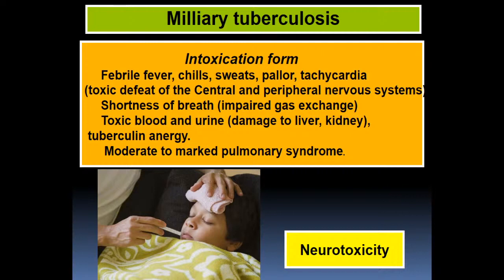Next form of miliary tuberculosis, the intoxication form. Febrile fever, chills, sweats, pallor, tachycardia, toxic defeat of the central and peripheral nervous system, shortness of breath, impaired gas exchange, toxic changes in blood and urine, damage to the liver and kidney, tuberculin anergy. That's why the Mantoux test is negative. Moderate to marked pulmonary syndrome.